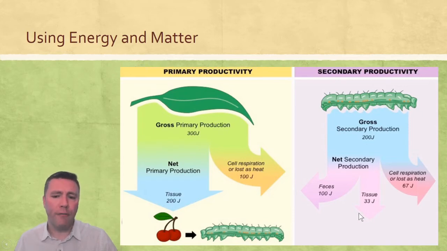What you should take away from this is that ultimately a very small amount of the energy that was present in the producer actually ends up being incorporated in the organism that ate it. It's approximately 10%. Remember that number. We're going to see it come up again later.